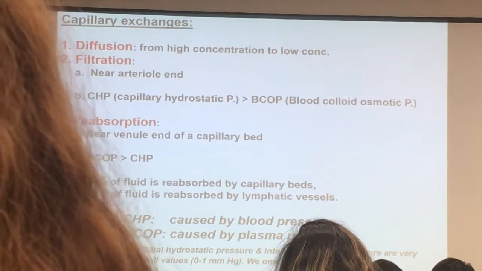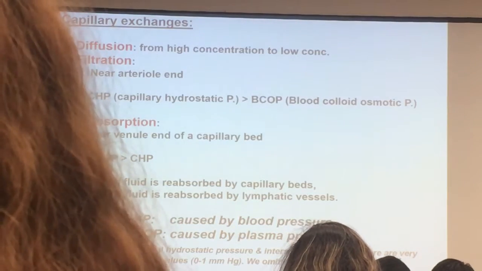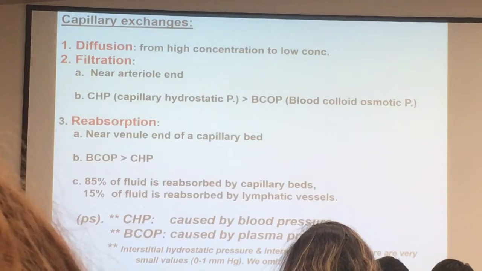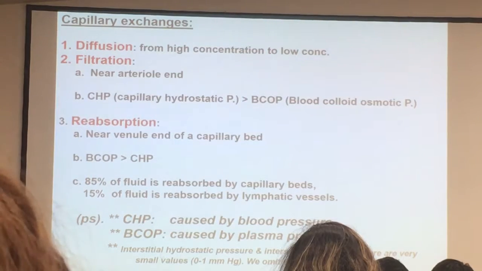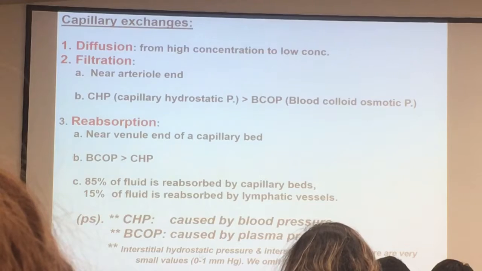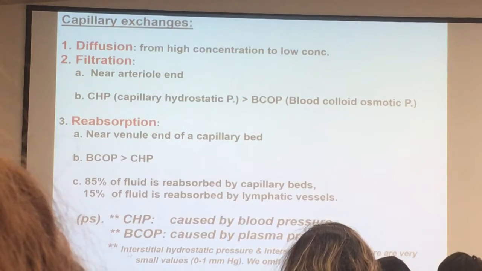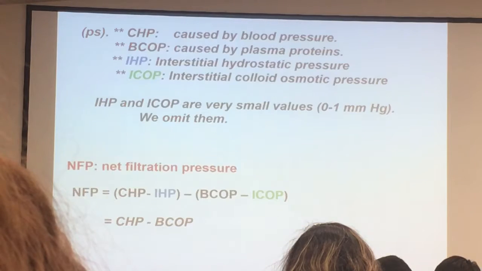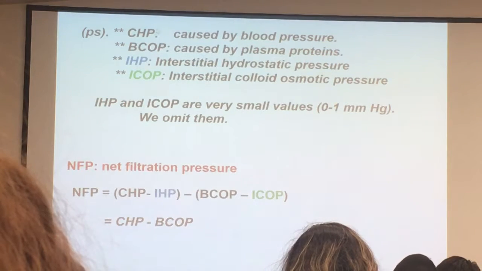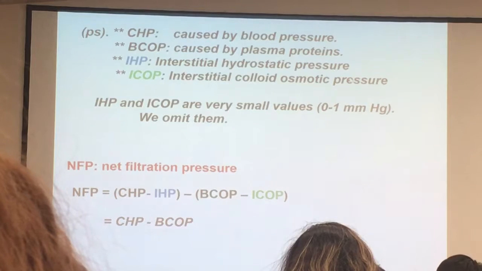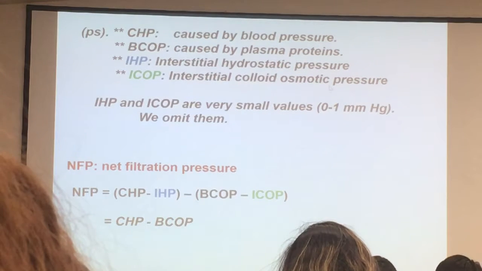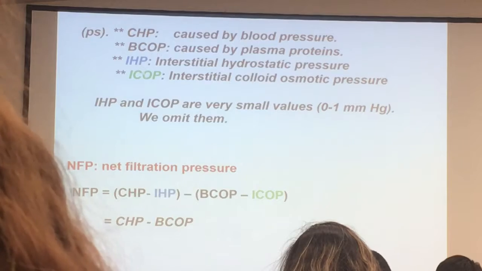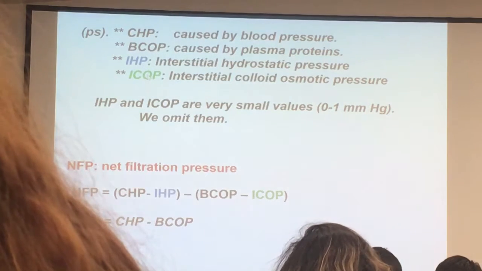And we also have some protein in the tissue, and it's very low. And we also have some hydrostatic pressure in the tissue. We call it interstitial pressure. It's very low, and so we omit those two values. So actually we have 4 values. This one, interstitial colloid osmotic pressure, that means protein concentration, is very, very low. So these two are almost 0.